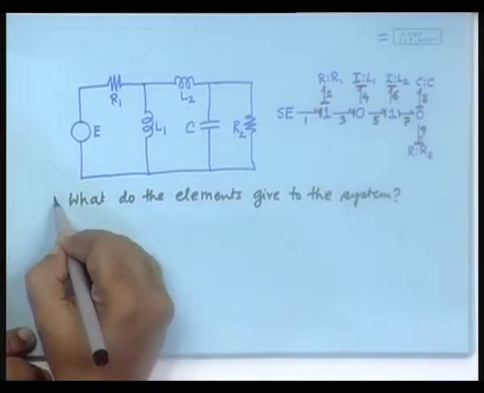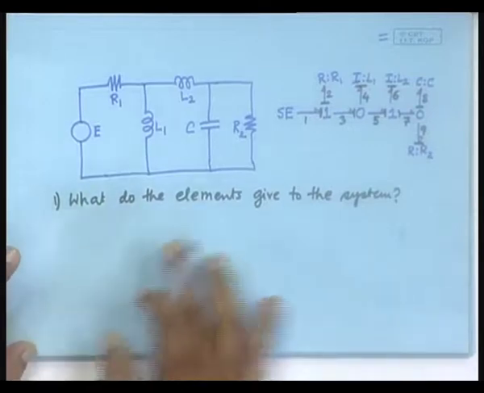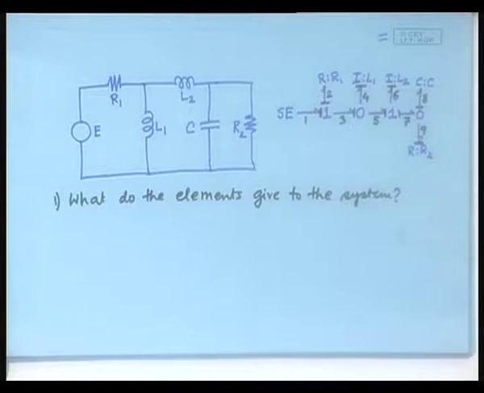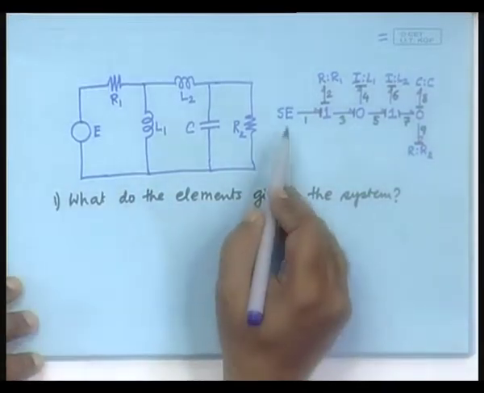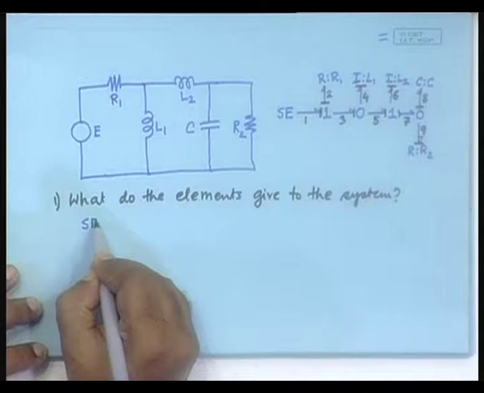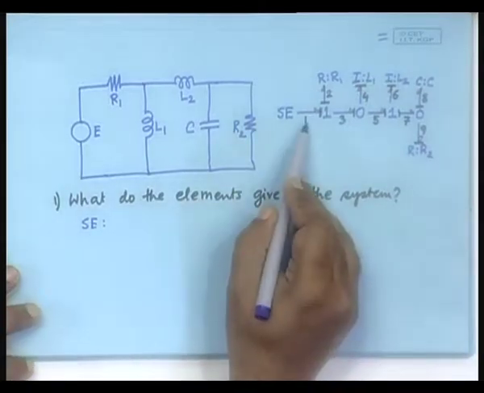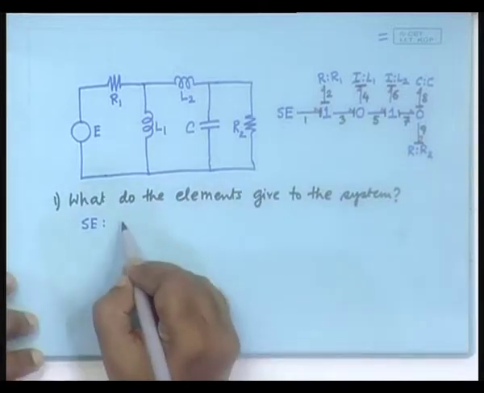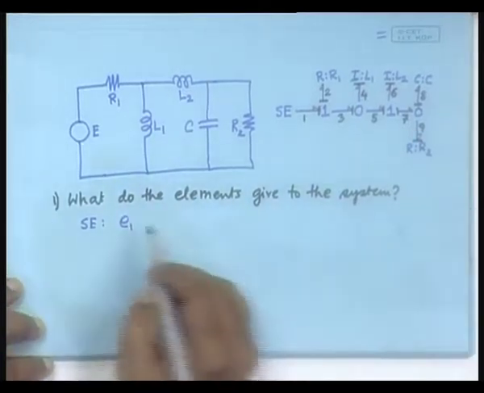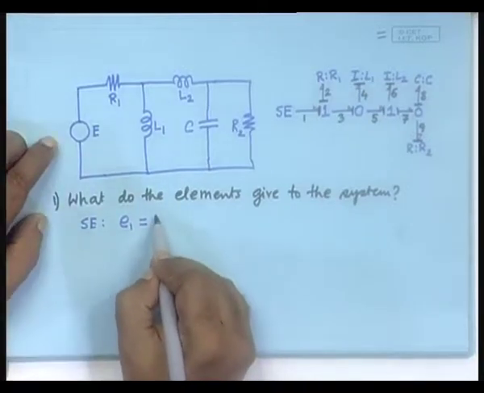So, that is the first question. Let us ask this question to all the elements. Let us start. First, SE, what does it give to the system? SE gives the effort information, which is E1. So, E1, which is, we know, E.